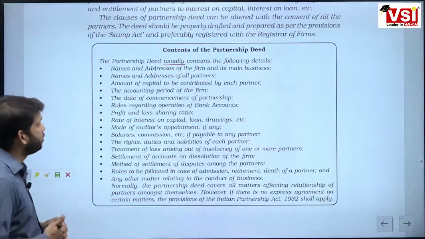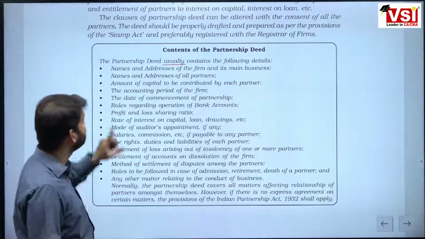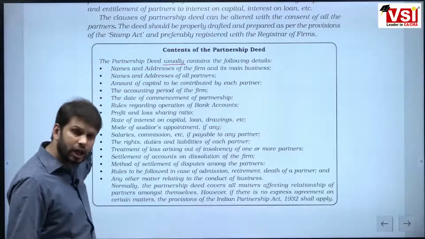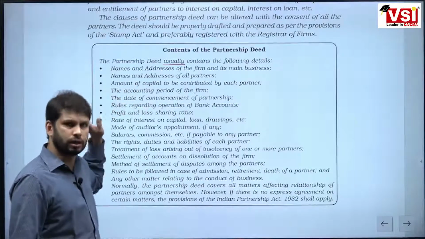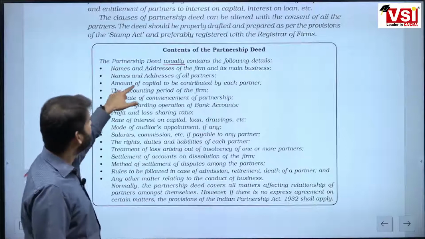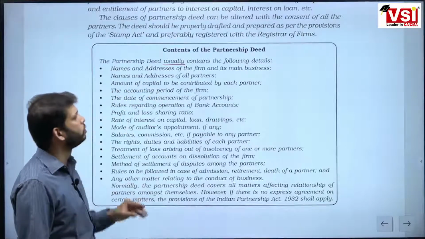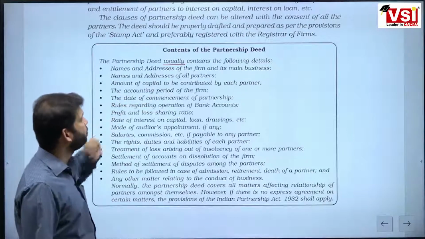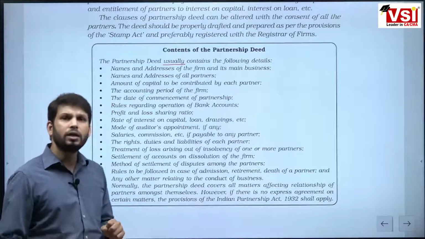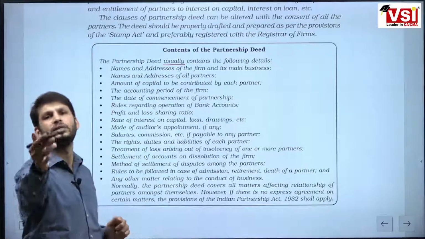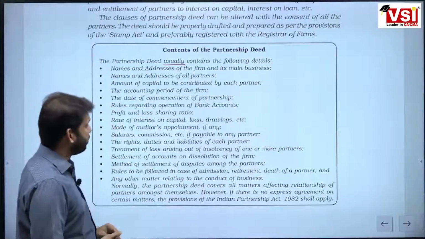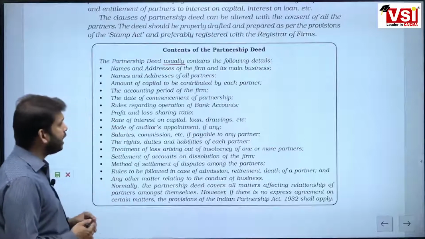Then names and addresses of all the partners. Generally these are names and address. The third important thing which is always written in the partnership deed is amount of capital to be contributed by each partner and the accounting period of the firm, that is, they are starting the accounting from 1st of April to 31st of March. The date of commencement, when the partnership is starting.